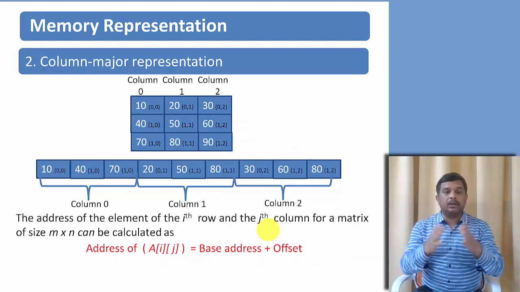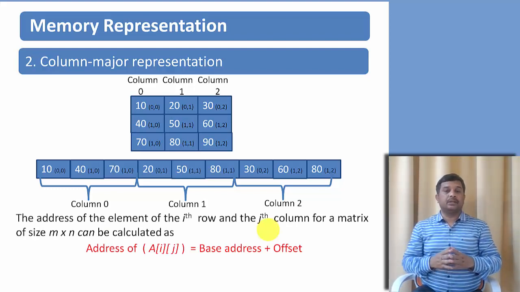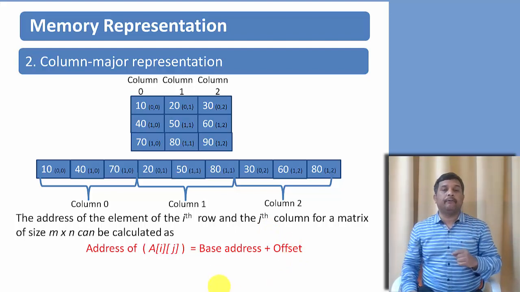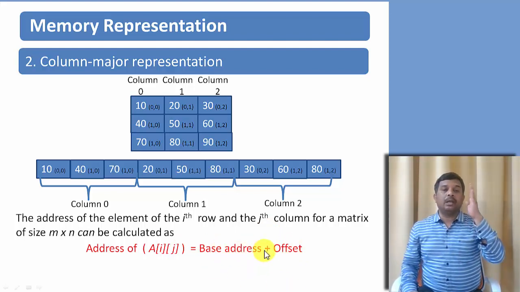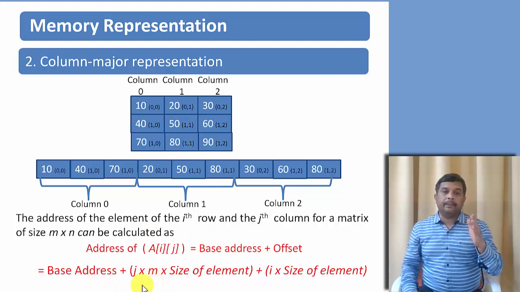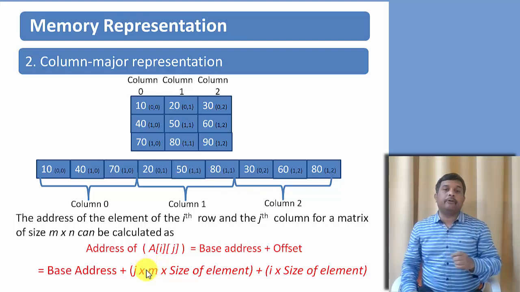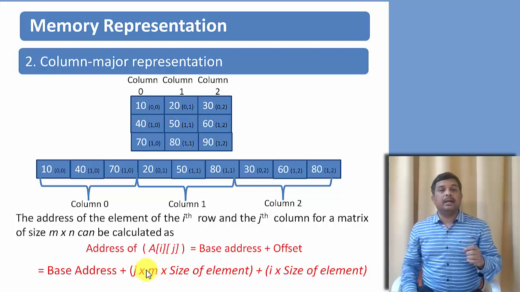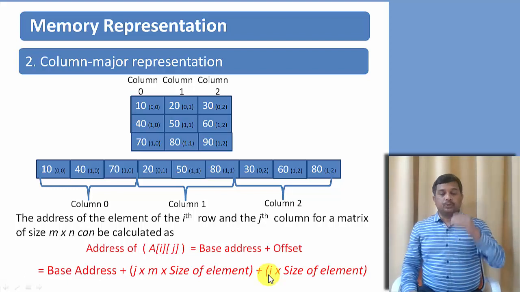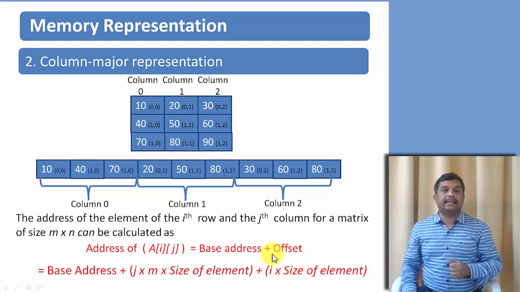So let us try to find the memory location. How are we going to calculate the memory location with column major representation? The formula is almost the same. Address of A[i][j] becomes base address plus offset. Here we will be talking about columns first. That's why base address plus number of columns before the element. Each column contains m number of elements and each element has some specific size. Similarly, before this particular element, how many rows are there, and then the size of the element. You'll be able to understand it when we do an example.